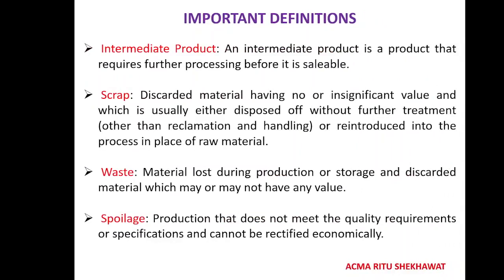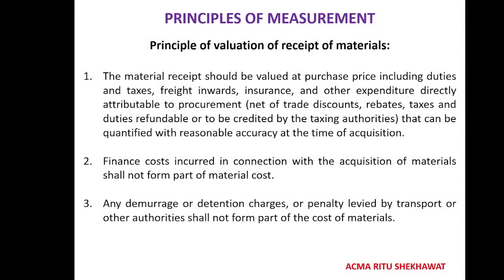Intermediate product is a product that requires further processing before it is saleable. Scrap, as you know, is discarded material having no or insignificant value, which is usually either disposed of without further treatment, or reintroduced in the process in place of raw material. Waste is material lost. Spoilage is that which does not meet the quality requirement.